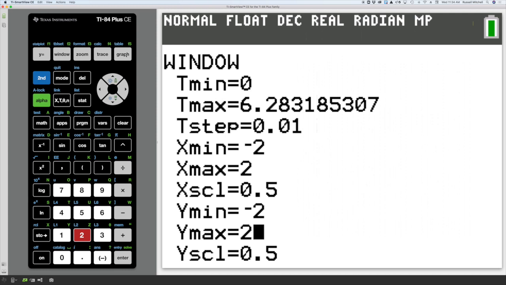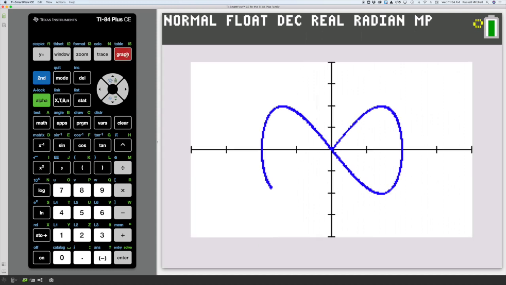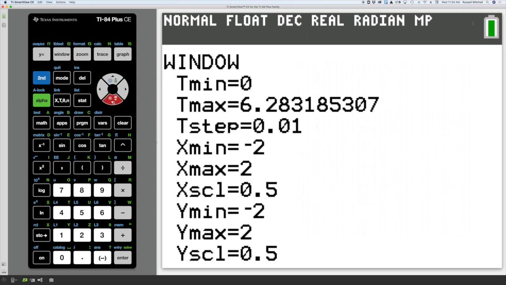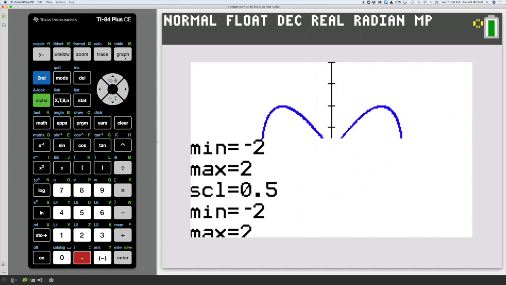Okay, so let's press graph. And so it kind of looks like this infinity symbol, right? Okay, it's kind of cool. All right. So there's some symmetry going on, right? Okay, so I'm going to slow it down. I'm going to go back to window. Well, actually, let me see if we can watch it again. Let's watch it one more time.